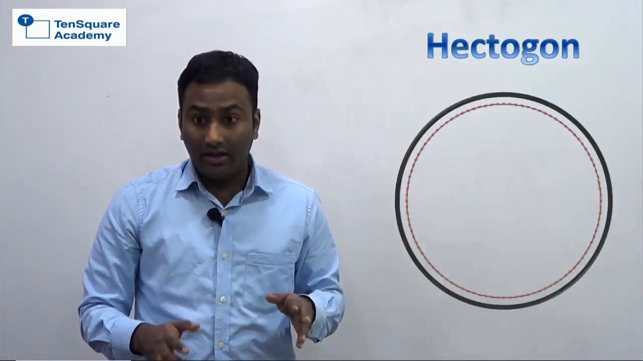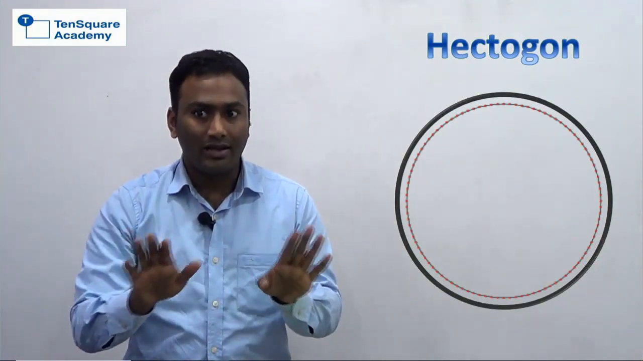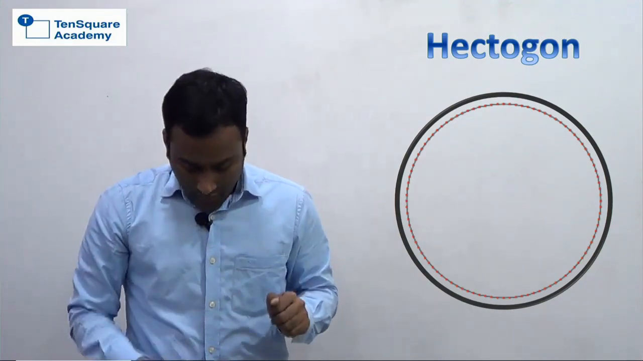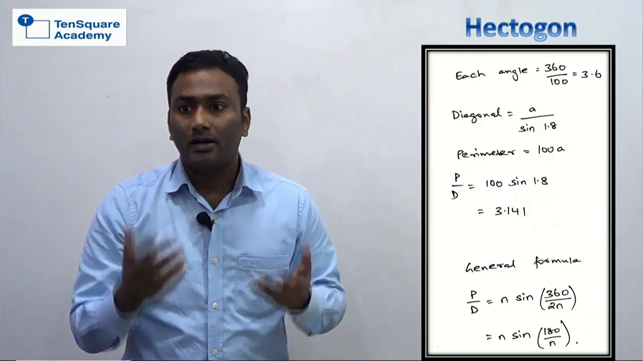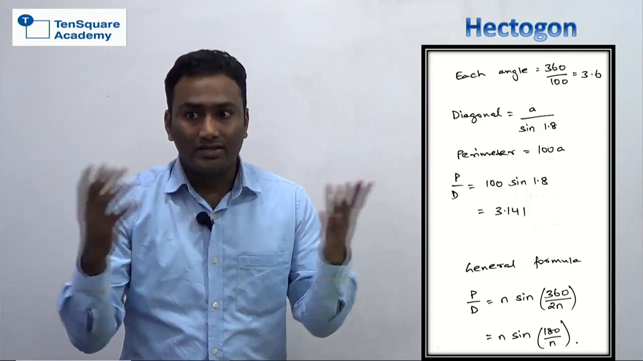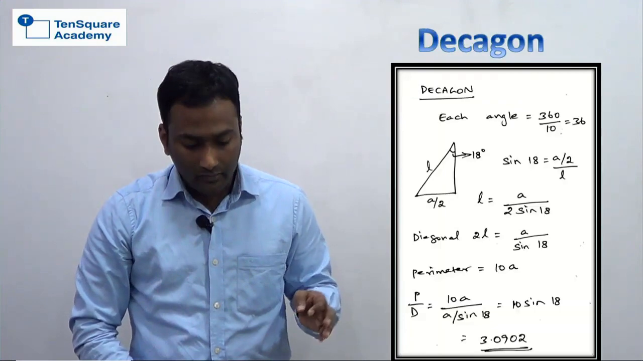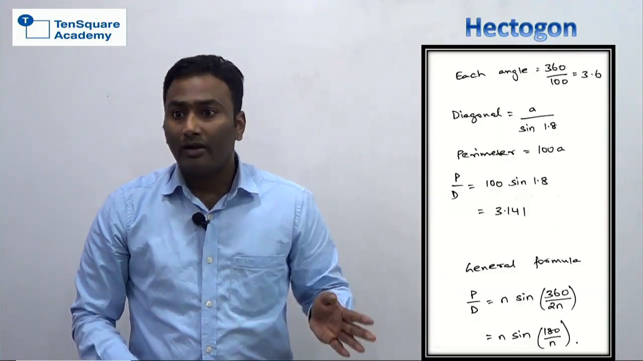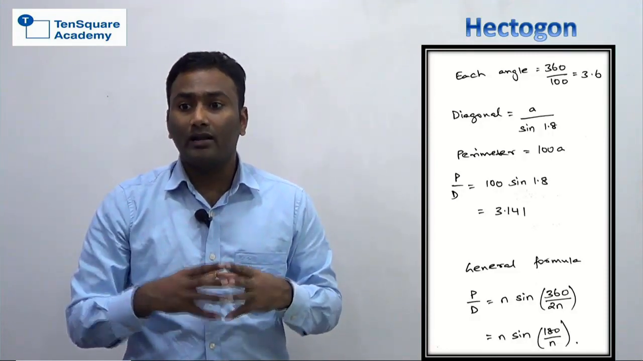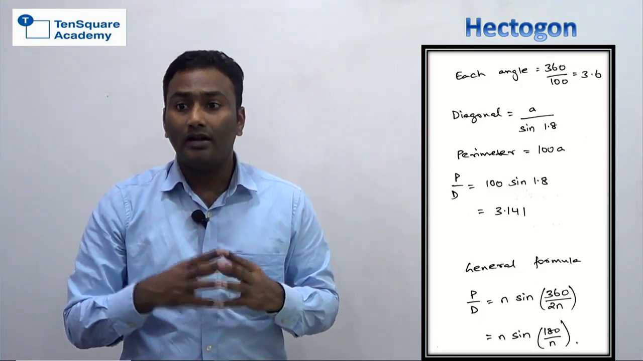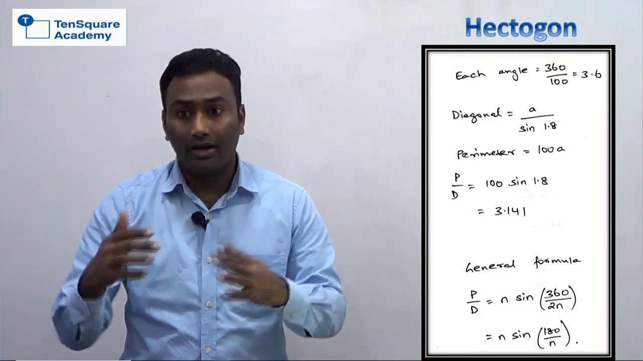Now moving on to a hectagon. A hectagon has 100 sides. You can see how it looks. Each angle here is 3.6 because there are a total of 100 sides. The diagonal will follow what we have learned earlier, so the diagonal value will be a by sine 1.8. The perimeter is 100a. The ratio of perimeter by diagonal, the a gets cancelled, is 100 sine 1.8. If it's 1000 sides, it's simply 1000 sine 0.18, and it goes on.